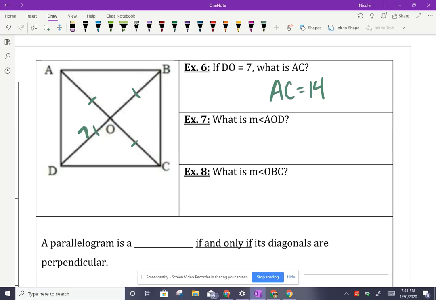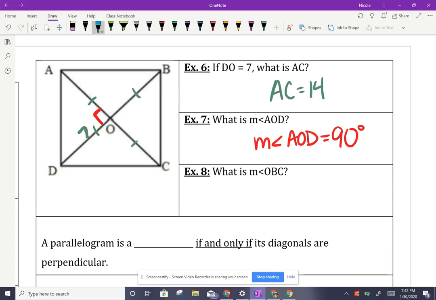And it says, what is the measure of AOD? AOD, so this angle right in here, which is at the intersection point of our diagonals, that is a right angle. They meet at a perpendicular. So the measure of AOD is 90 degrees.